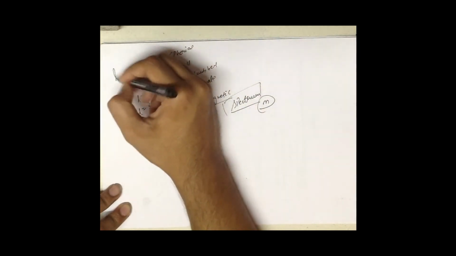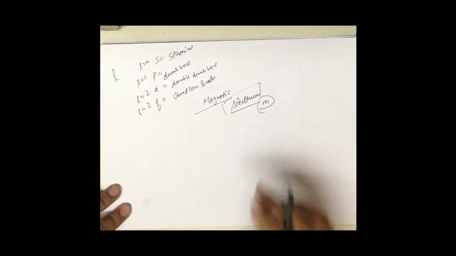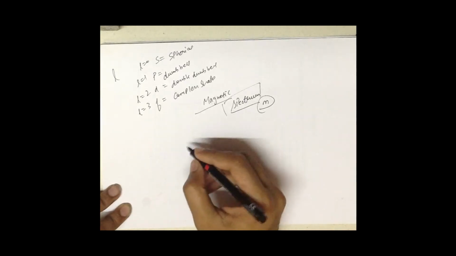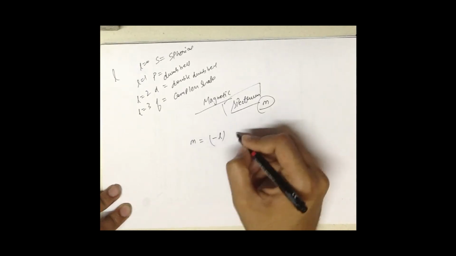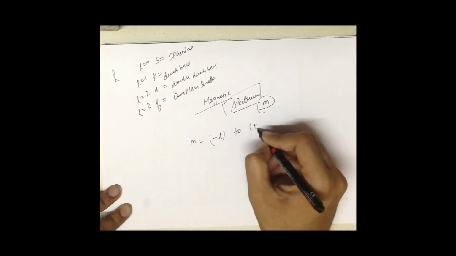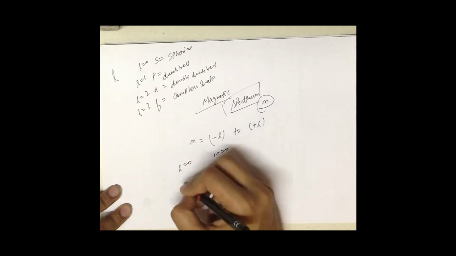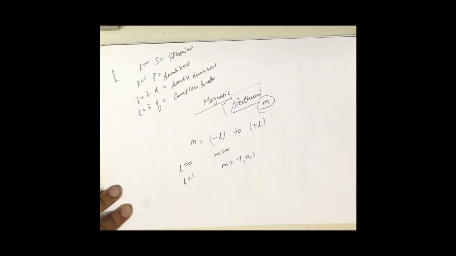So the azimuthal quantum number was denoted by L, and the magnetic quantum number is denoted by m, and it defines the orientations of orbitals in space. Now the values of m are from minus L to plus L. If L is equal to 0, m can be 0. If L is equal to 1, m is minus 1, 0, 1, and so on.